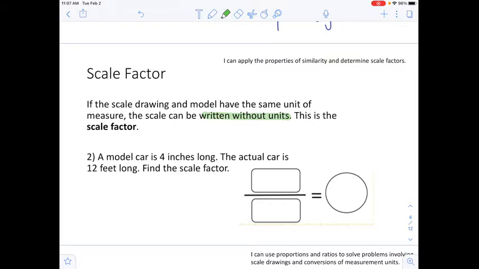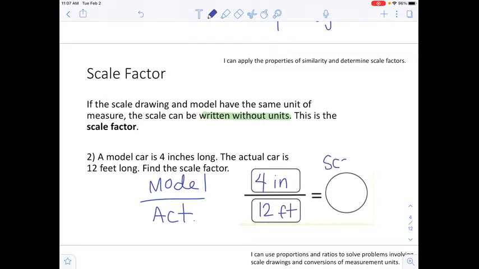So it says a model car is 4 inches long. The actual car is 12 feet long. Find the scale factor. So again, we're going to set this up model over actual. The model is 4 inches long, and the actual car is 12 feet long. So first, let's find the scale, and then we'll find the scale factor.